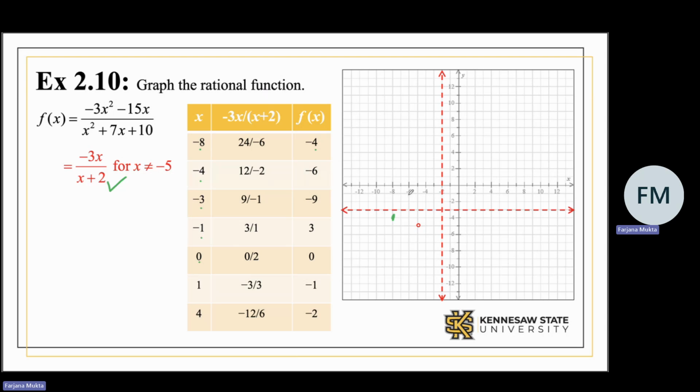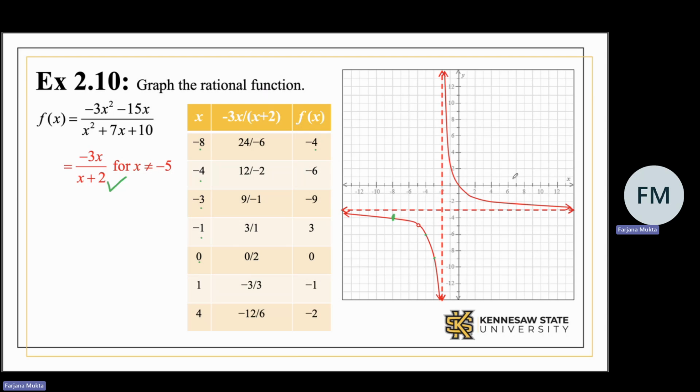-4, -6. So -4, -6, -3, -9 here. And that means the graph on this part will look like this.